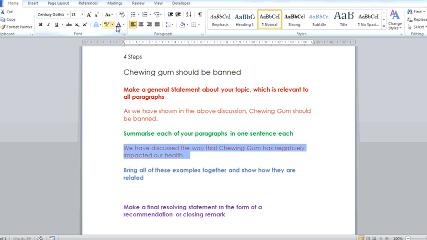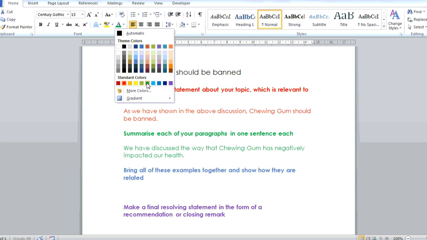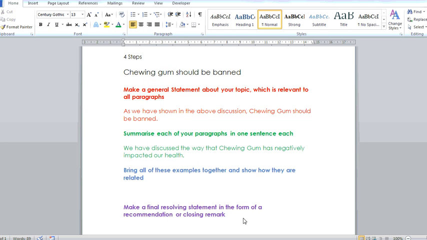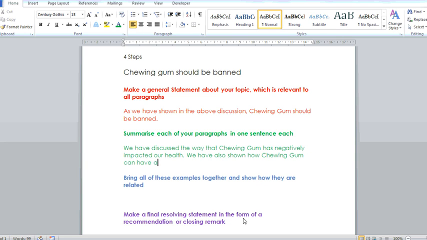I'll just make sure I change the colour of this so that I make sure I get it right. There we are. So we've discussed the way that chewing gum has negatively impacted health. We have also shown how chewing gum can have an effect on social habits. Full stop. So again, I put the wrong effect in there, whoops. I've just summed up really briefly that we talked about social habits, okay?